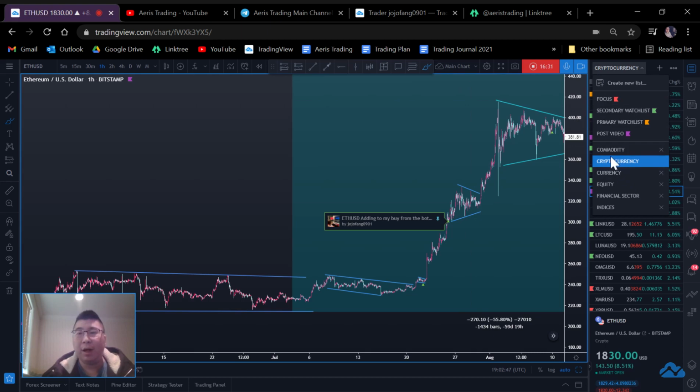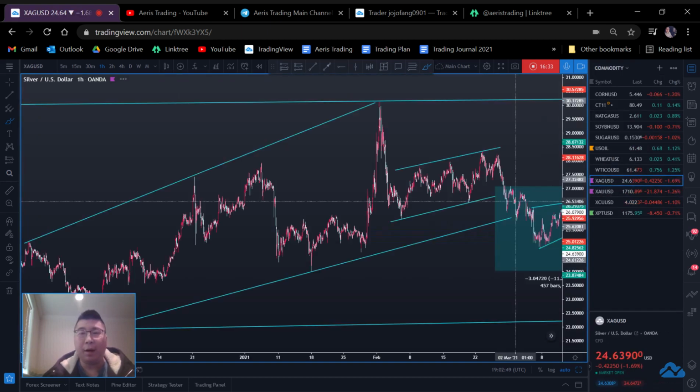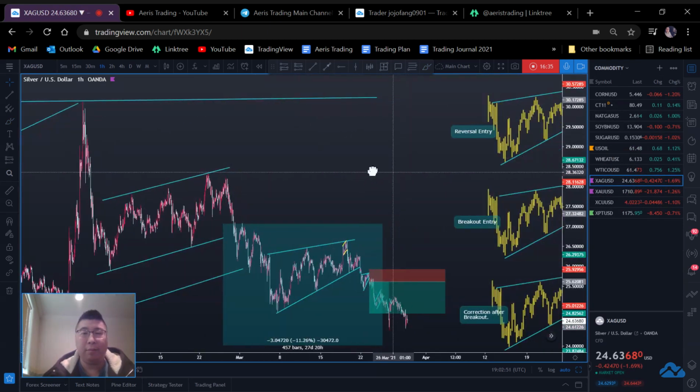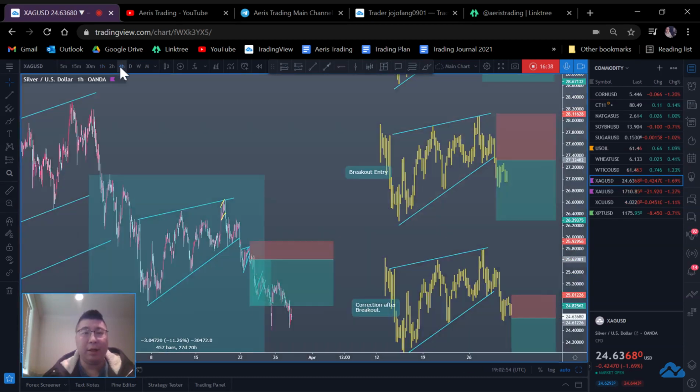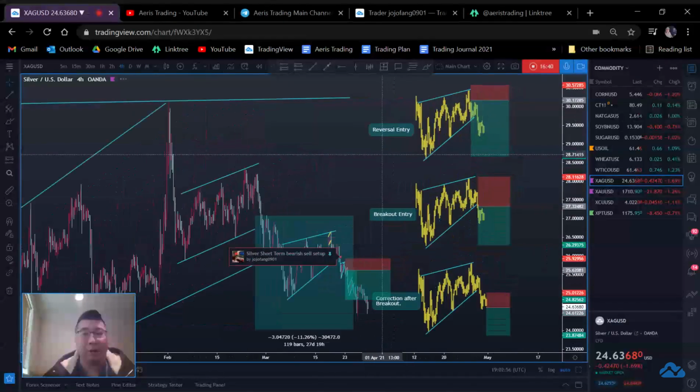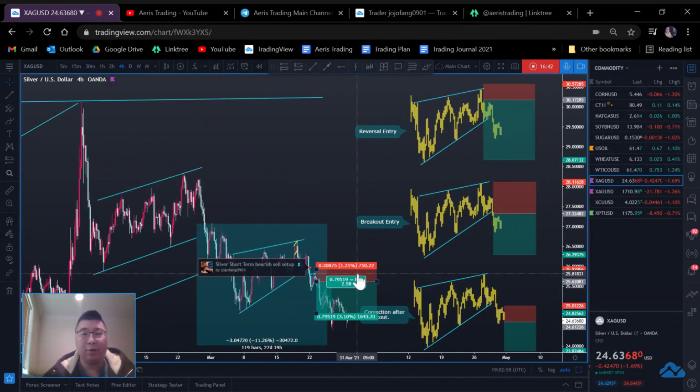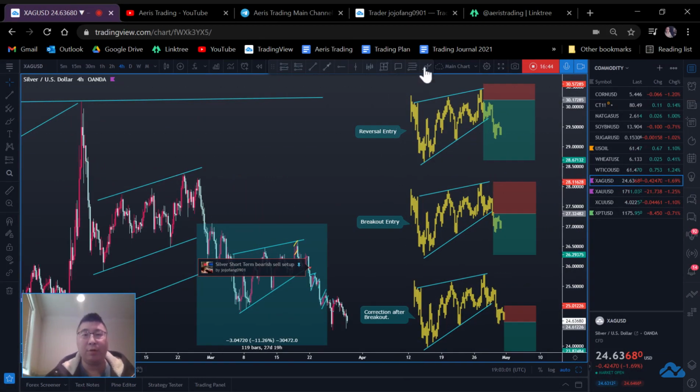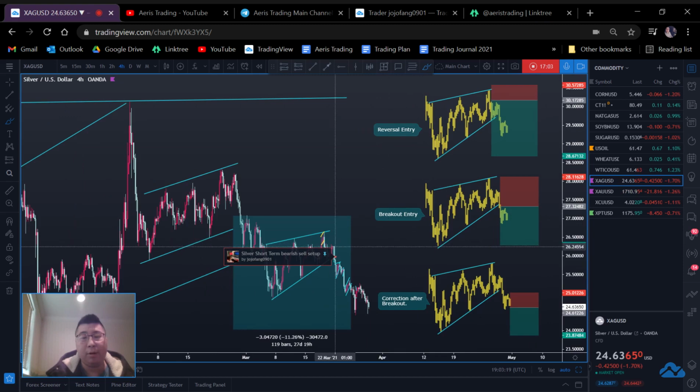Okay, so let's recap what we talked about today. We talked about my three main entries in an impulsive move in the market condition. I call them reversal entries, breakout entries, and the correction after breakout. And I mentioned any of these three entries can happen in the move. So in this example in silver, all three of them happen, but sometimes it might happen only twice or once or even none on a rare chance. And that's why making sure you get familiar with these entries is super important.